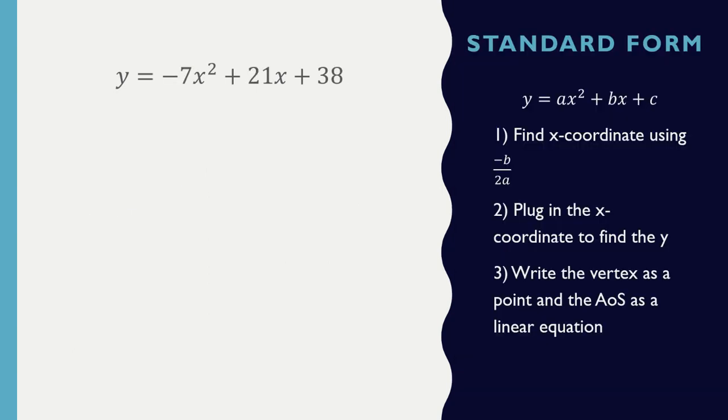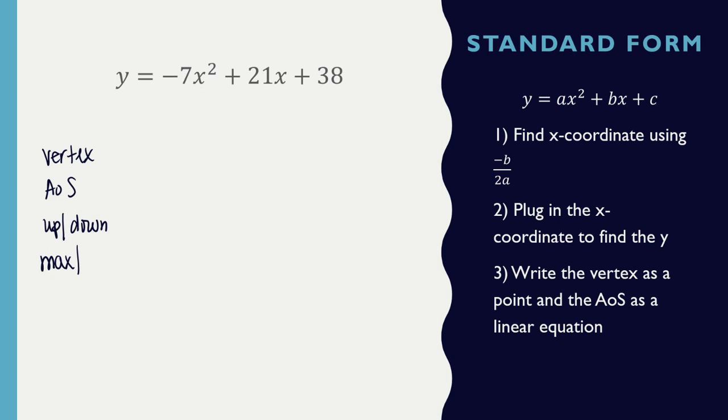Let's look at another one. So here is our standard form equation. We want to find a couple things. We want to find the vertex. We want to find the axis of symmetry. We want to know if it opens up or down. And that will then tell us if it has a max.